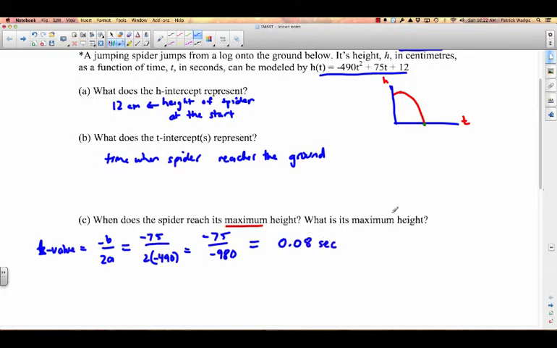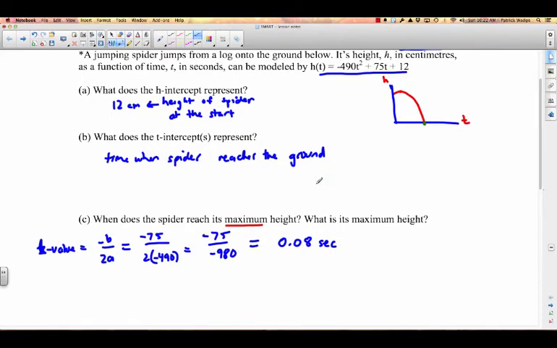Wow, that's not very long, 0.08 seconds. But if you think about it, the spider's jumping here and he jumps up. How long is it going to be until the spider hits the maximum height? It's not going to be very long, right? It's not going to be even 2 seconds. Think of a spider jumping. It's not like it goes jump, 1001, 1002, now it's going down. No, it's like jump, going down, like it hardly goes up at all. So this sounds somewhat reasonable.